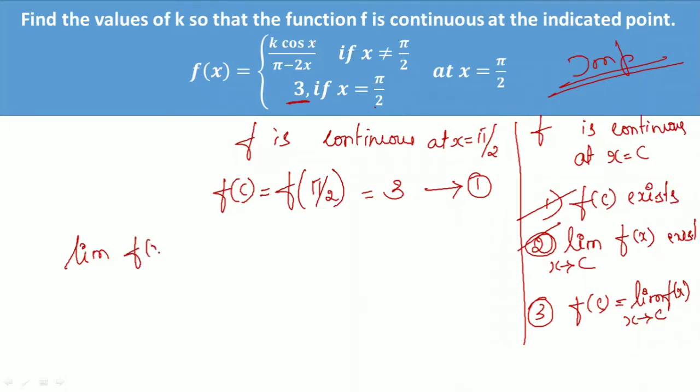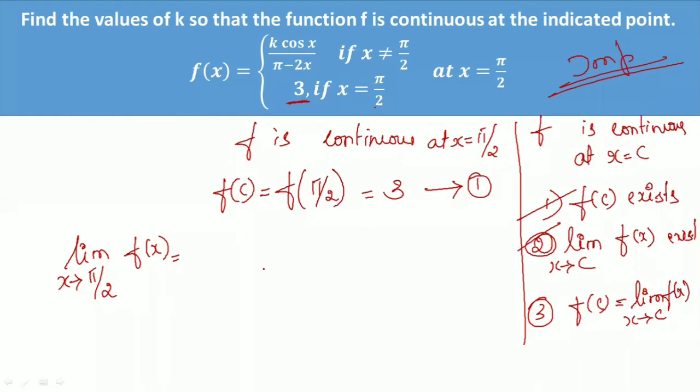So limit f of x as x tends to pi by 2. Okay, which means you're approaching pi by 2. It is not exactly pi by 2. You're finding the limiting value nearer to pi by 2. Okay, it can be either greater than pi by 2 or less than pi by 2. So in such a case, which definition of the function do I have to use, students? The first one or the second one? You are approaching pi by 2. It is not exactly pi by 2.